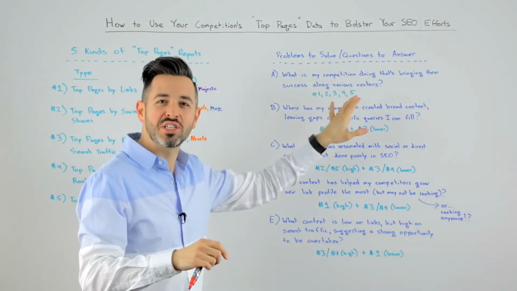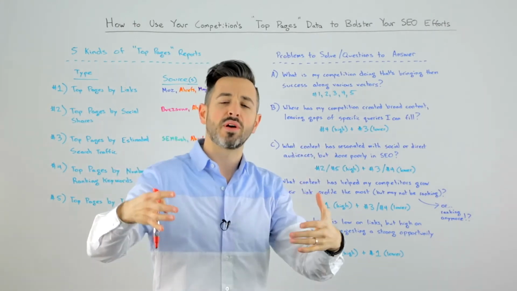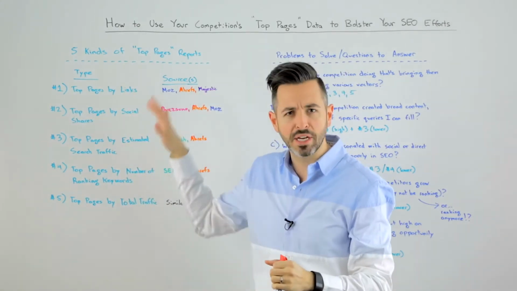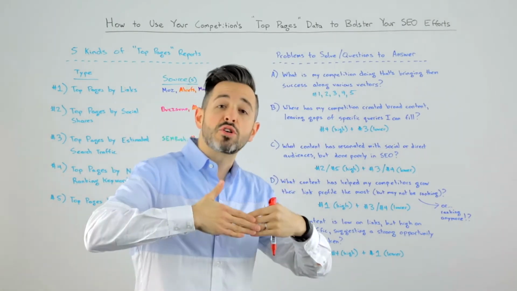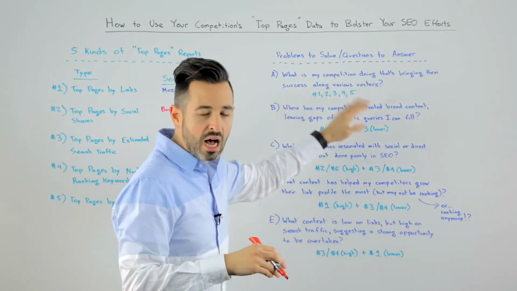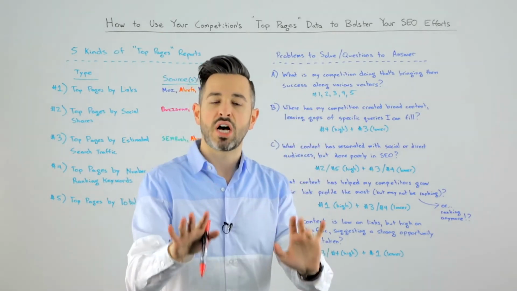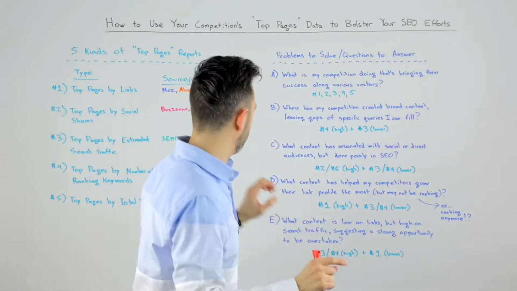What is my competition doing that's bringing them success along various vectors? This is the most obvious one. This is the one that everybody uses the top pages reports for. So they go, okay, what's the most linked to? What has the most social shares? Fine, so I can see what content has been most successful along any of those vectors. It's obvious, it's good to use, it can answer some questions, but check out these other ones.